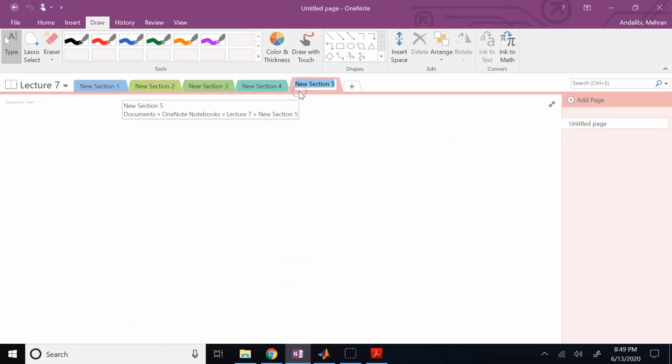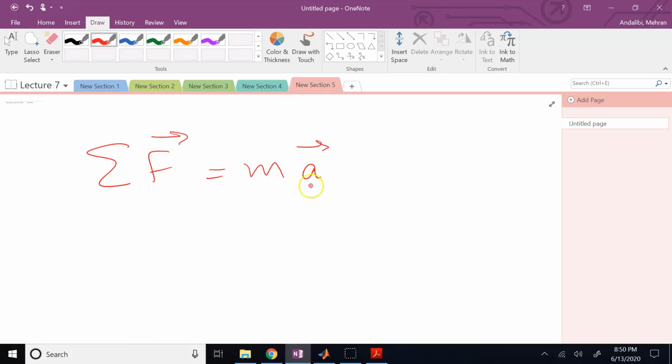Now, going back to the main question I asked, when I said sum F equals MA, this A is with respect to what reference? What reference is allowed to report its recorded acceleration without forcing us to come up with all sorts of imaginary forces to make Newton's second law valid? Yes, this acceleration should come from what? An inertial observer.